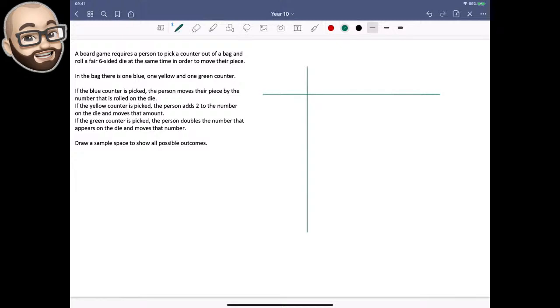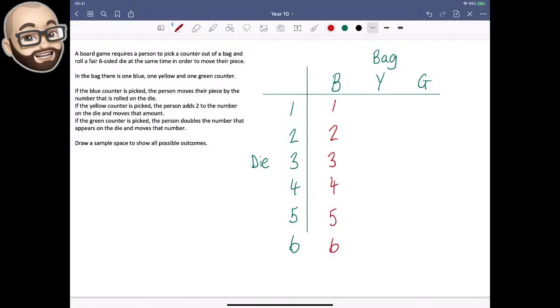So the 2 different things this time are a bag of counters and the die which we're going to roll. The counters in the bag were blue, yellow and green, and the numbers on the die are still 1, 2, 3, 4, 5, 6. So if we roll with the blue counter, the number of spaces that we can move is just whatever number comes up on the die. Okay, so it's still going to be 1, 2, 3, 4, 5, 6.